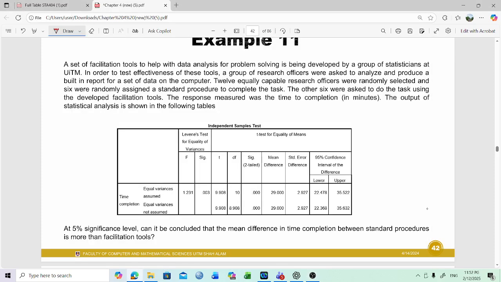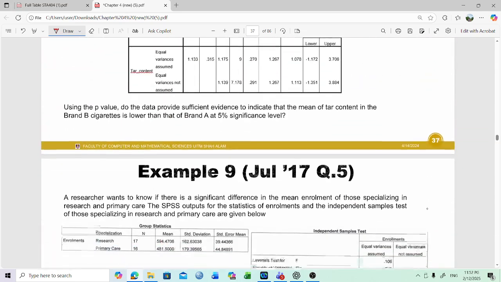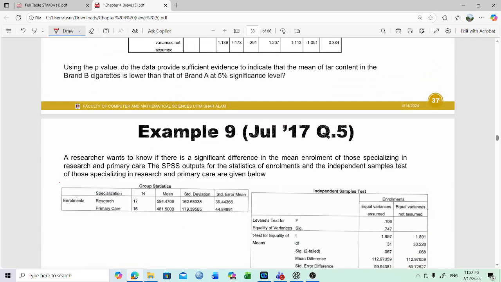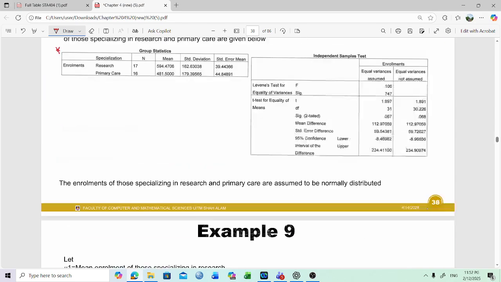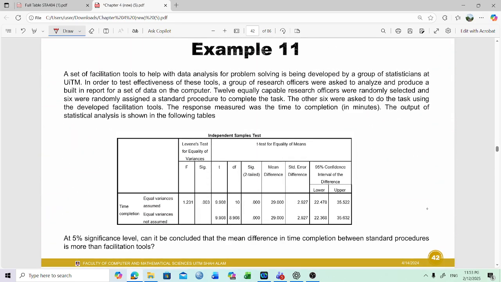Now, let's look at example 11. For example 11, there is one missing table. There is supposed to be a table of statistics like this kind of table. Yeah, this table. For example 11, this table is missing. So it is okay. We try to answer this question.